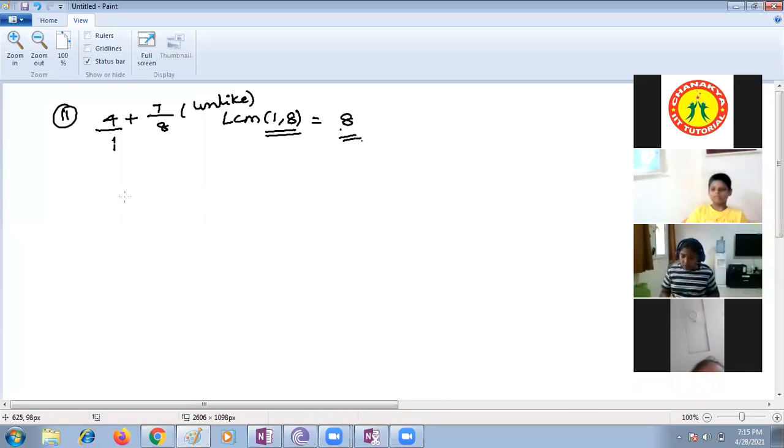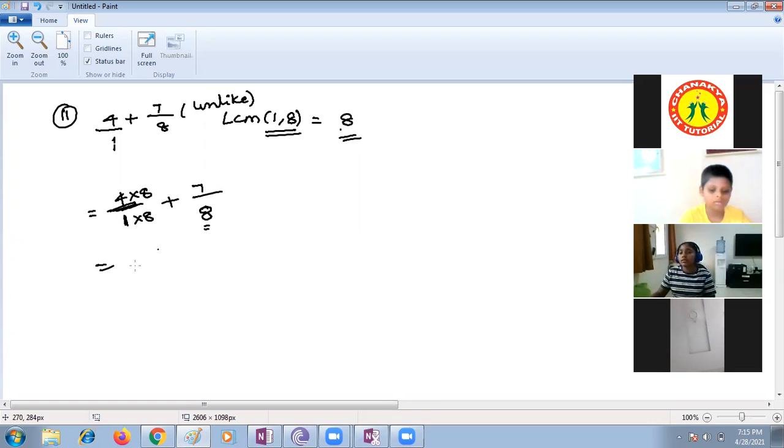Now, my first fraction is 4 by 1. Denominator is 1. For 1 to become 8, what number do I have to multiply here? Multiplied with 8. Same change I need to do for the numerator also. In the second fraction already 8 is there, so no need to change anything. You just leave it like that. 8 4s are 32 by 8.